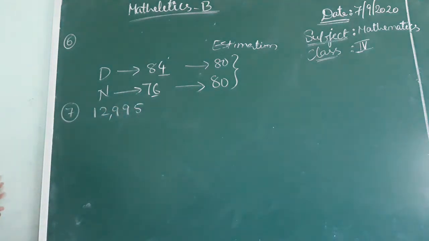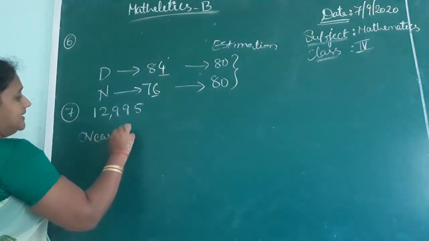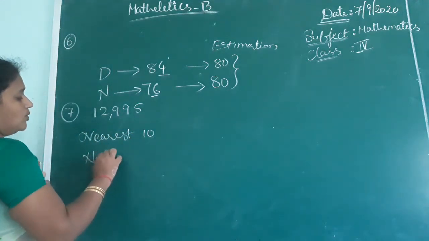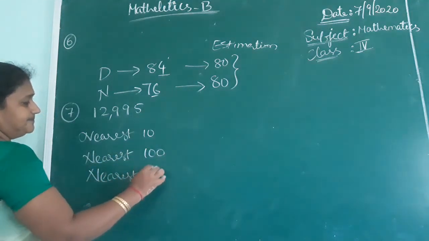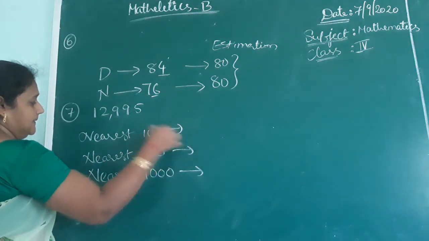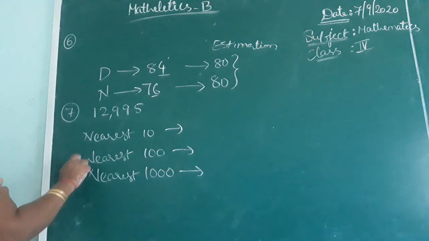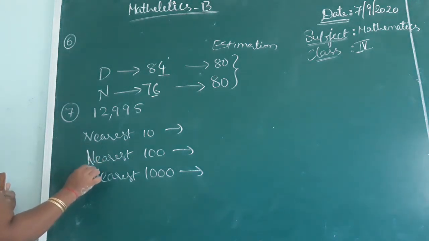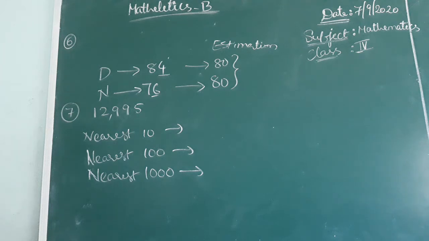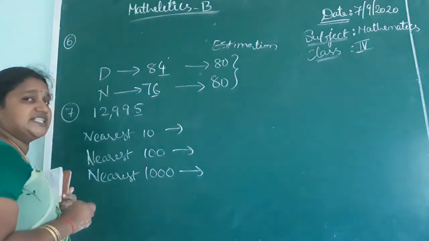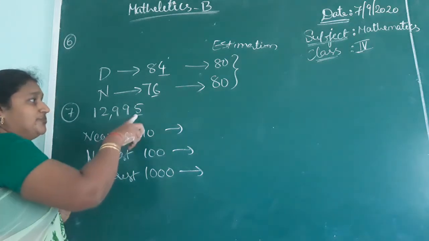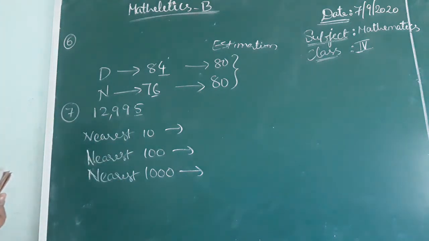12,995 was the number given. They are asking the nearest 10, nearest 100, nearest 1000 of that number. First one. To find the nearest 10, we should choose the number which is at the one's place. What is that number? 5. 5 is equal to 5, so always it is rounded up. 90 of the hundreds will come.